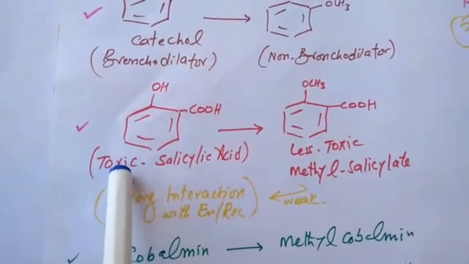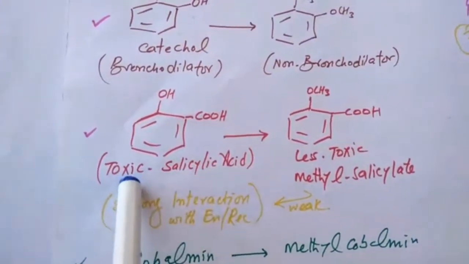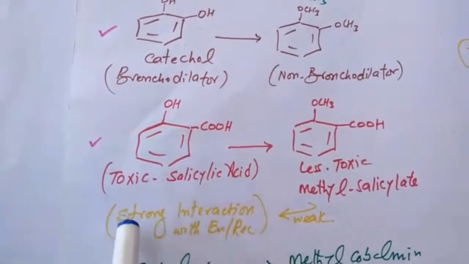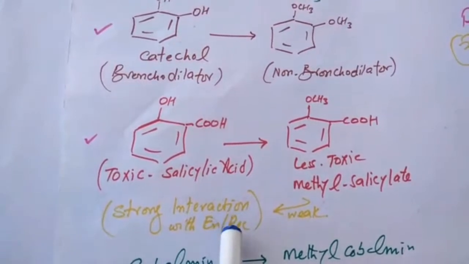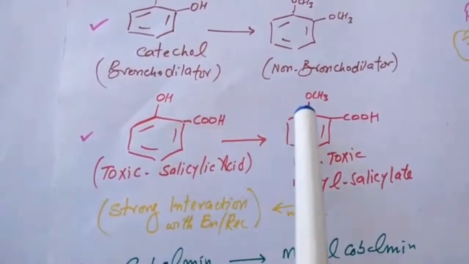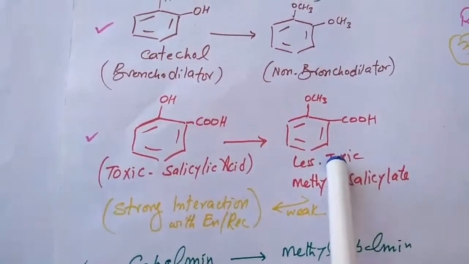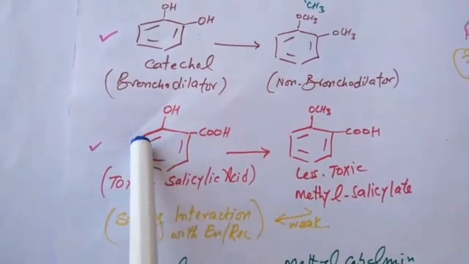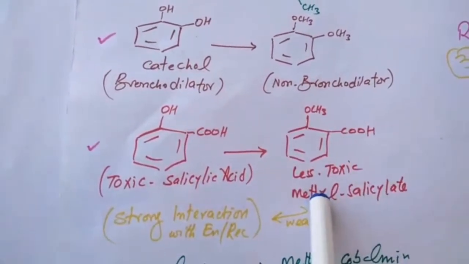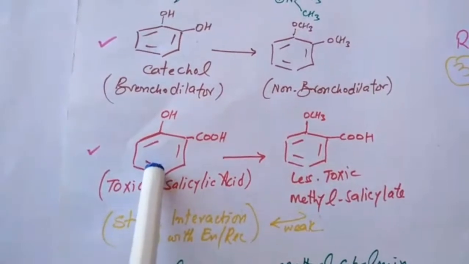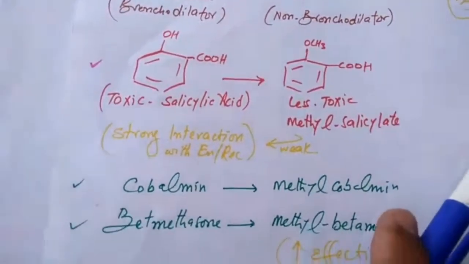Same is the case with salicylic acid. This salicylic acid is toxic due to strong interaction with the target enzyme receptor. But the methylated salicylic acid, methyl salicylate, is less toxic. This is not topically effective, but this is topically effective. This is no more a topical analgesic, but this is a topical analgesic due to this methyl group.